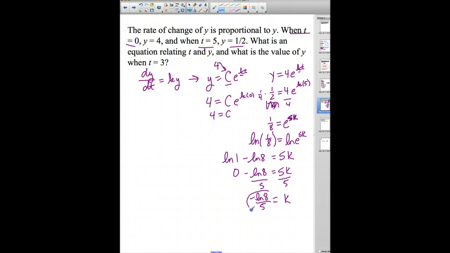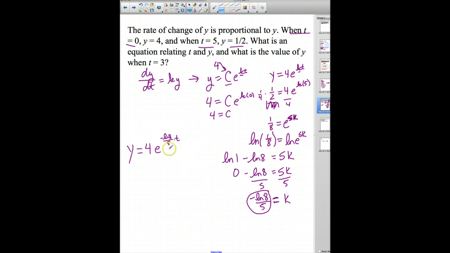So that is a decimal. We don't want to round it, or change it into a decimal and have to round it, because k is a very important proportionality constant here. If it's even rounded too much, it'll throw off our whole equation. So we're going to write our final equation as y equals 4 times e to the negative natural log of 8 over 5 times t.